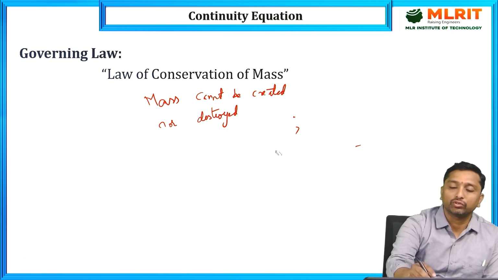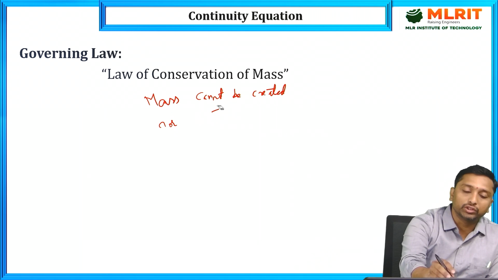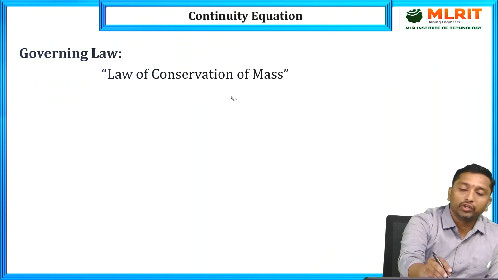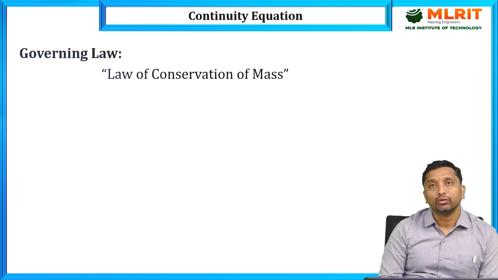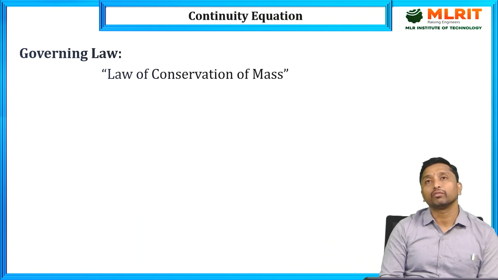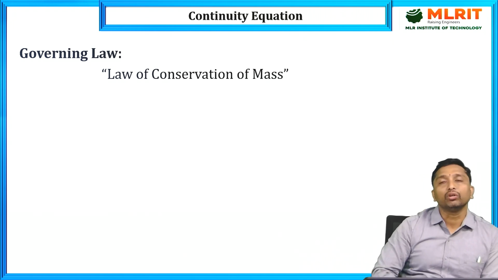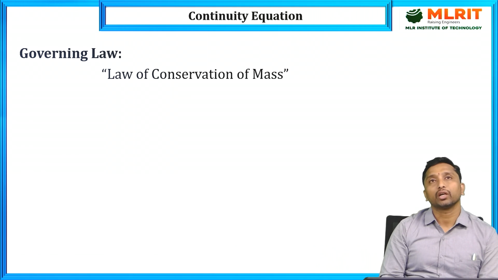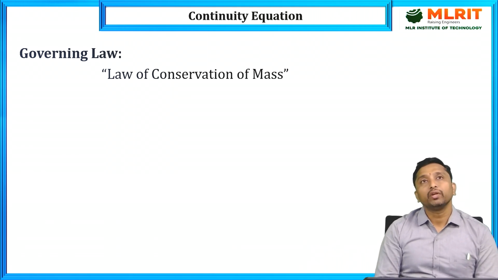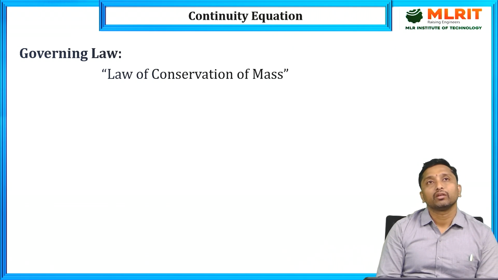So total mass of the system is always going to be constant, and according to the statement of the law of conservation of mass, mass can neither be created nor destroyed, but can be converted from one form to another form. So based upon this law, we are going to develop the continuity equation. This is a fundamental law on which the continuity equation is dependent. Since we are using this law, we need to have a physical relation to apply this law.